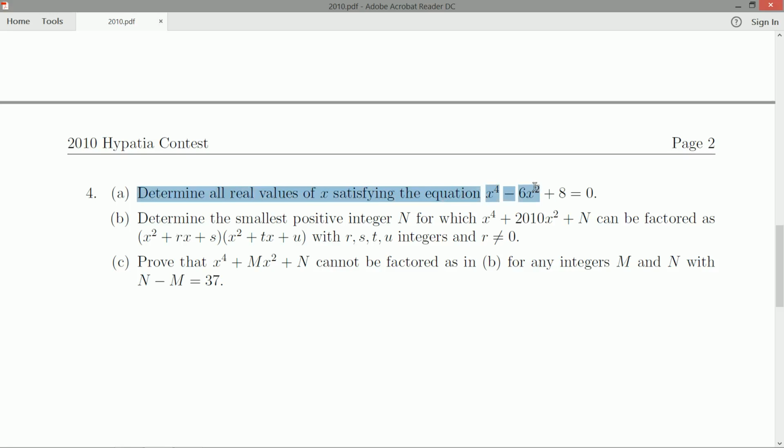Determine all real values of x satisfying the equation x to the 4 minus 6x squared plus 8 equals 0. Okay. All real values of x, so we're not just looking for integers or rationals or things like that. Now, you might be thrown off a bit. If you've never seen a question like this, they do pop up. But you might say to yourself, well, it's x to the 4. I don't know how to solve it when there's x to the 4.